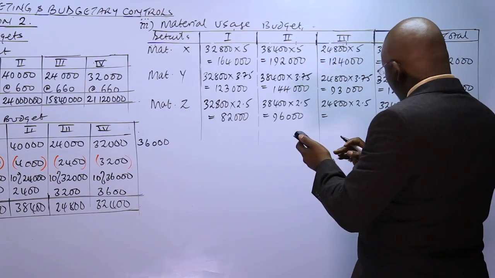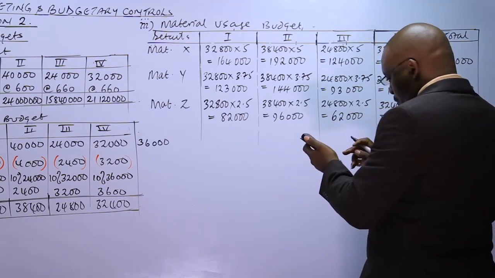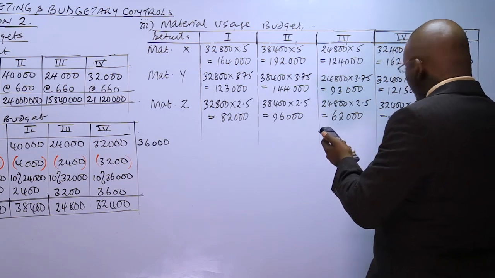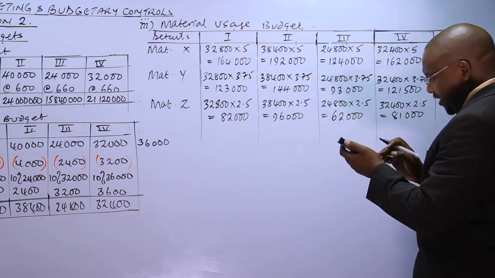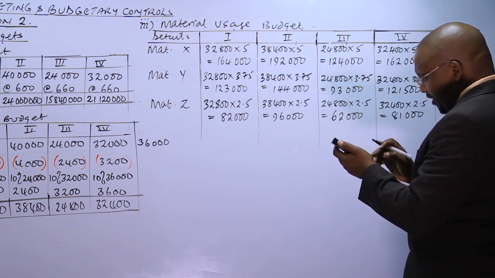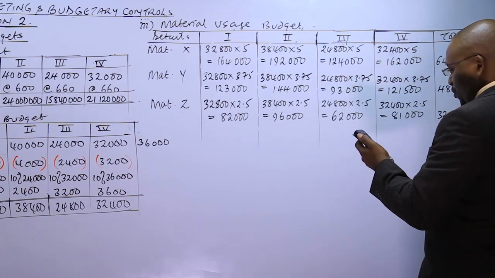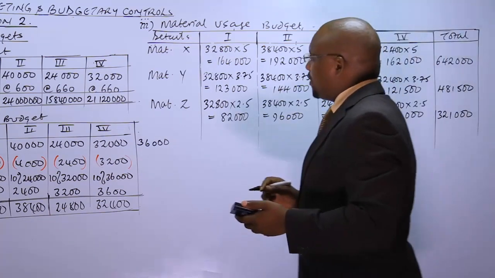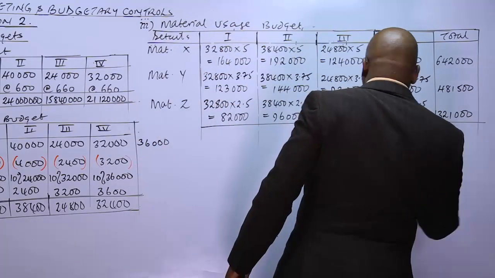24,800 times 2.5 is 62,000, while 32,400 times 2.5 is 81,000. When you add 62,000 plus 96,000 plus 82,000, this gives us 321,000. That is all about material X, Y, and Z. So if we want to know the total materials for every quarter.